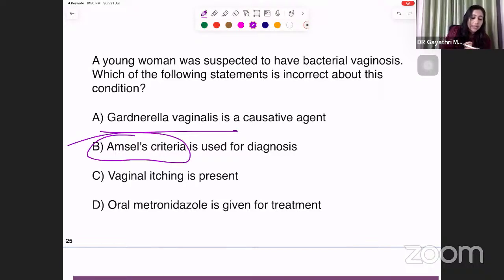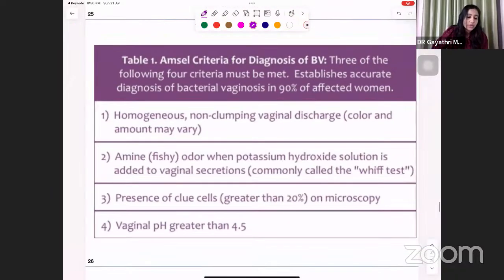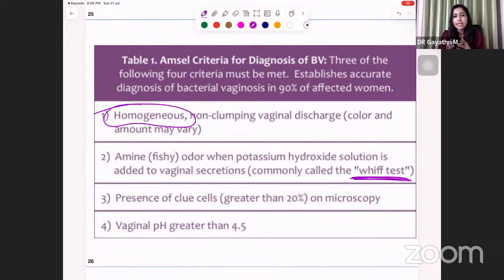With Amsel's criteria, we would be seeing the various features of bacterial vaginosis. So here I have given the Amsel's criteria. You see that there is a thin gray homogeneous discharge. So there is profuse homogeneous discharge, which is usually thin gray in color. The next is a test of amine odor when you add your KOH, known as the WIF test. In the WIF test, you get an ammoniacal smell, a fishy odor, when you add KOH, that is potassium hydroxide, to the secretions.